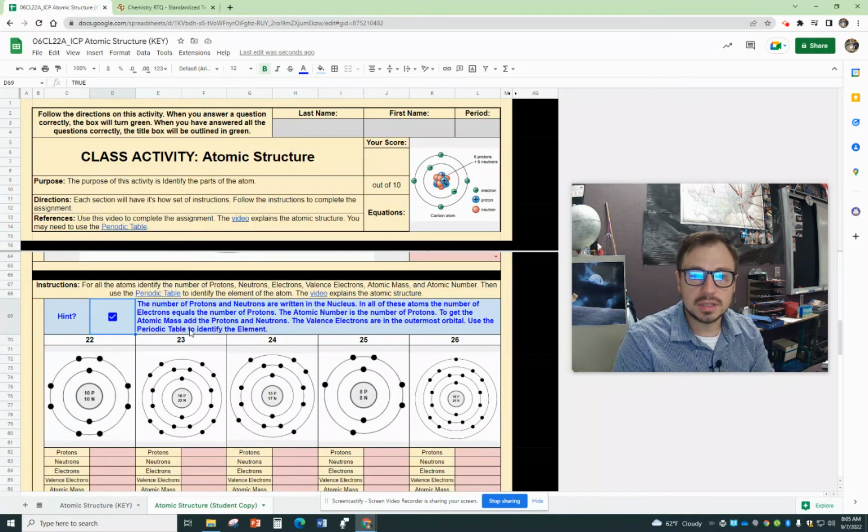The atomic number is the number of protons. To get the atomic mass, add the protons and the neutrons. The valence electrons are in the outermost orbital. Use the periodic table to identify the element.